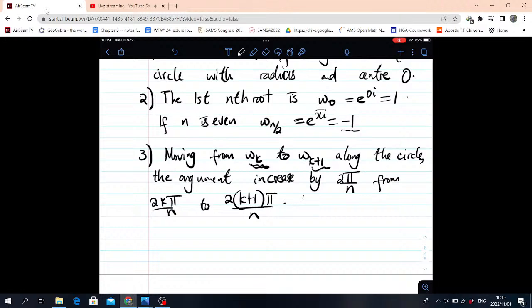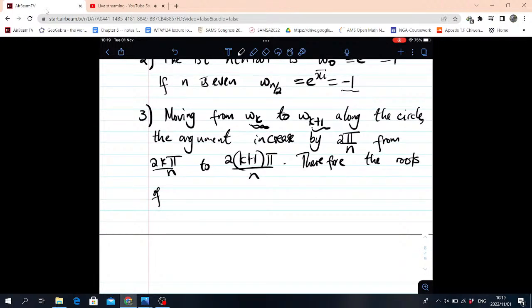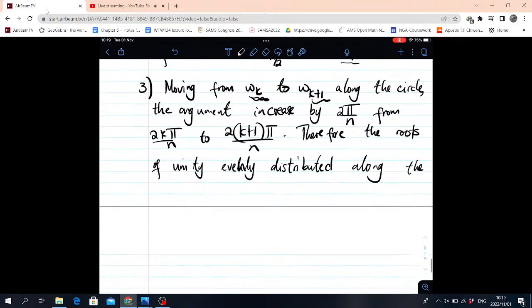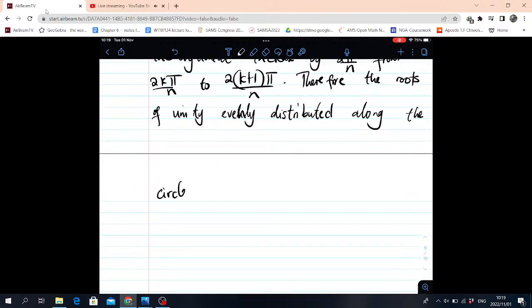So therefore the roots of unity are evenly distributed along the circle. The modulus of z is equal to 1. In fact, there's one more thing. They actually make a regular polygon.